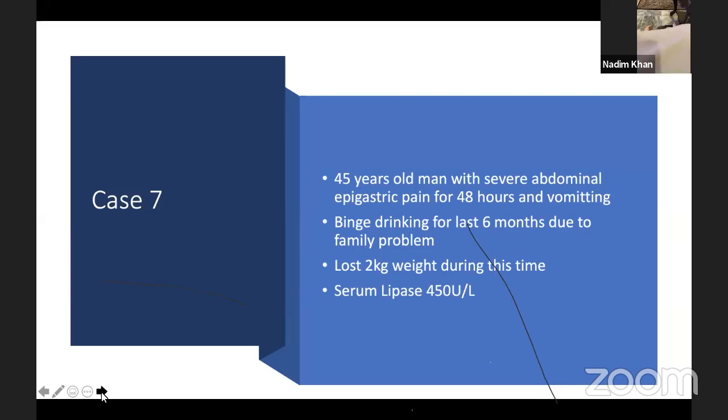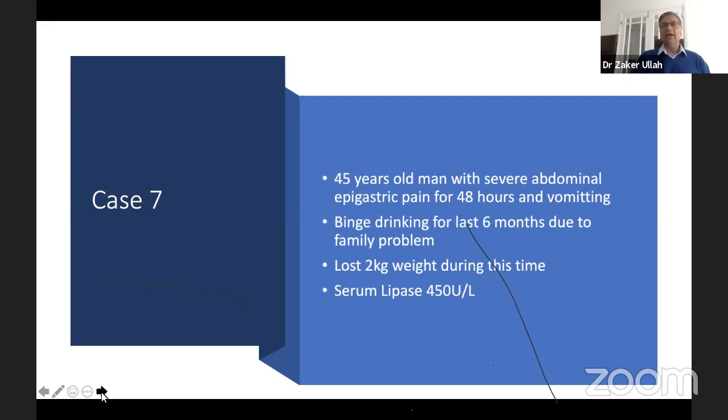I did mention why we do lipase now rather than amylase. Lipase is raised after 48 hours, because 48 hours have already passed. Correct. Absolutely. It says exactly 48 hours. Absolutely right. So what is the first investigation you do?